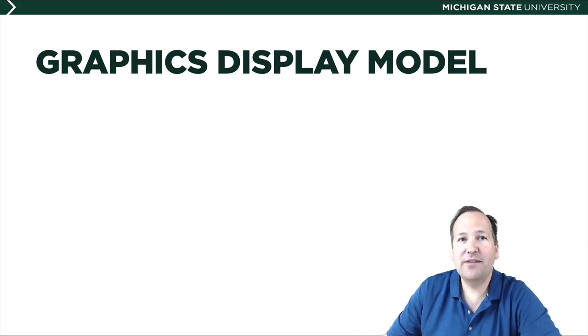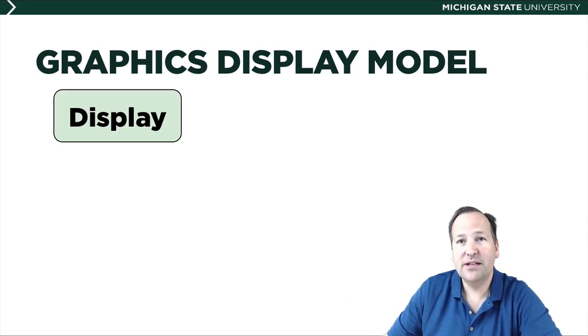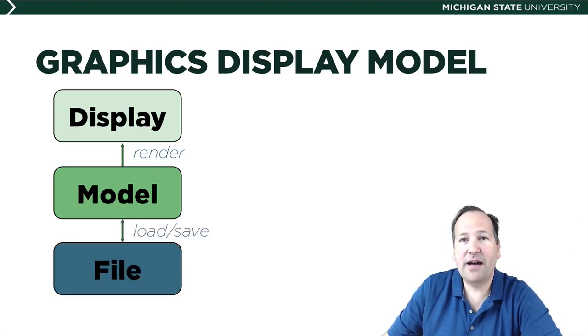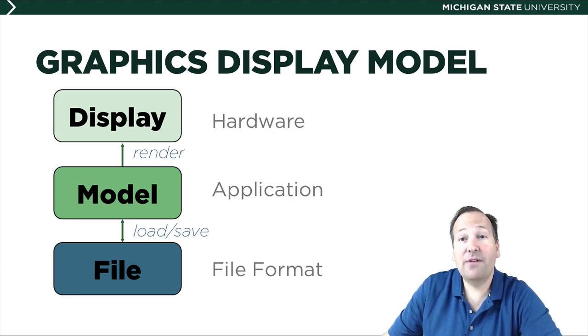In this model, we have the display layer, where we see the graphics. Underneath the display is the model layer, where the graphics are represented internally within the computer or within the game. This representation, of course, is rendered to the display. And of course, the graphics need to be saved and loaded from storage, so we have the file layer. This model maps to the hardware, the application, and file formats. We'll discuss each of these in a bit more detail.